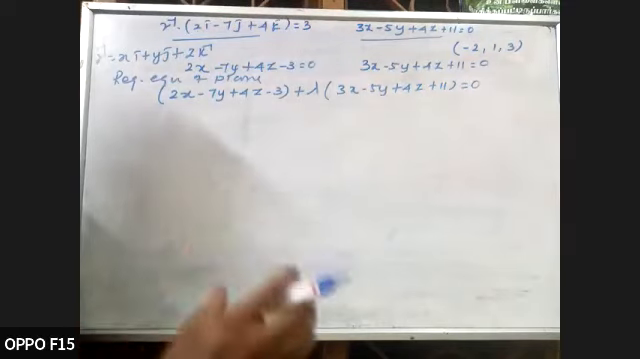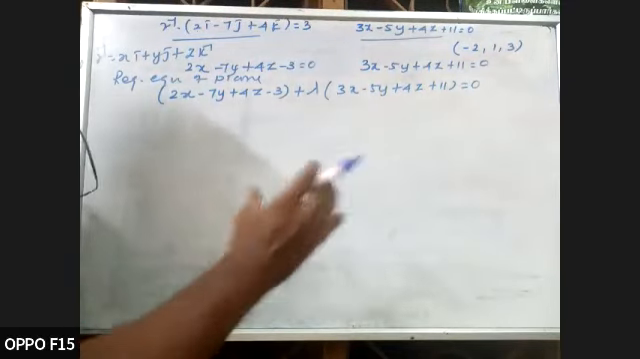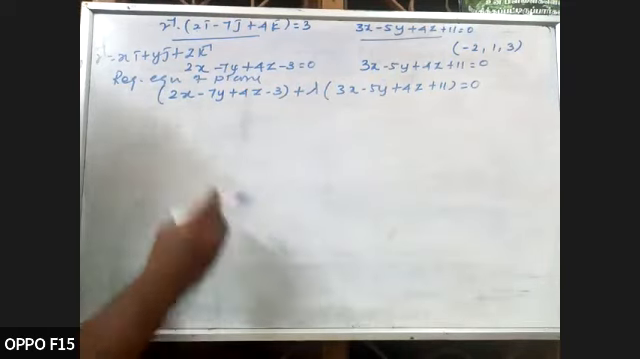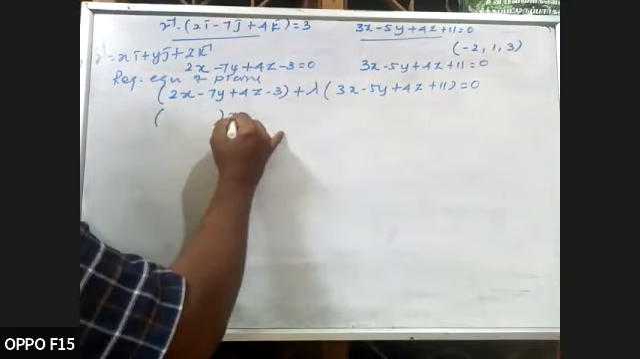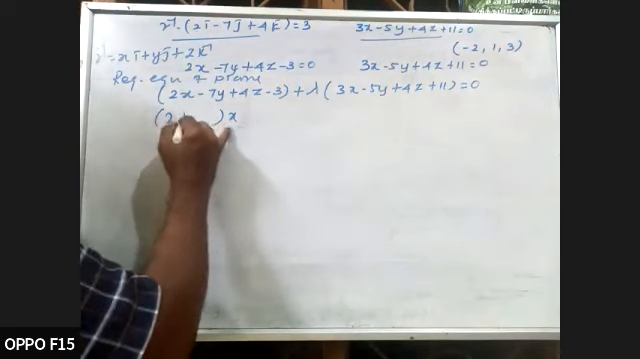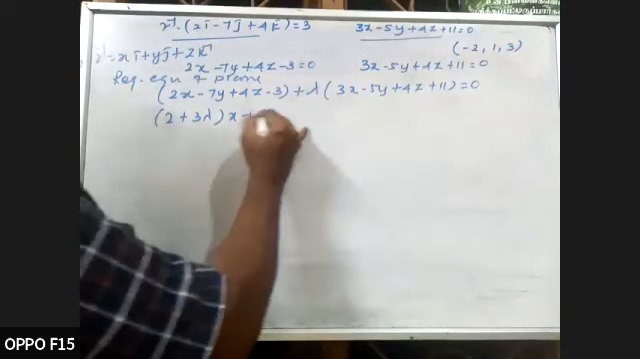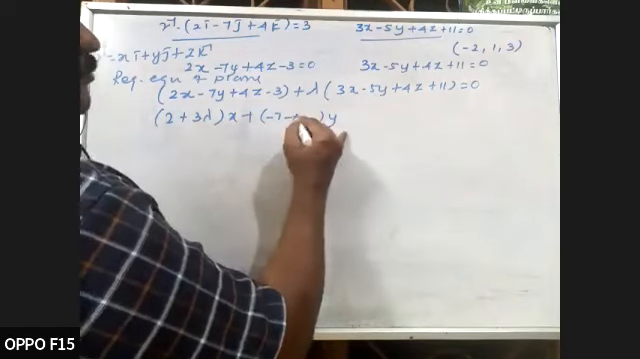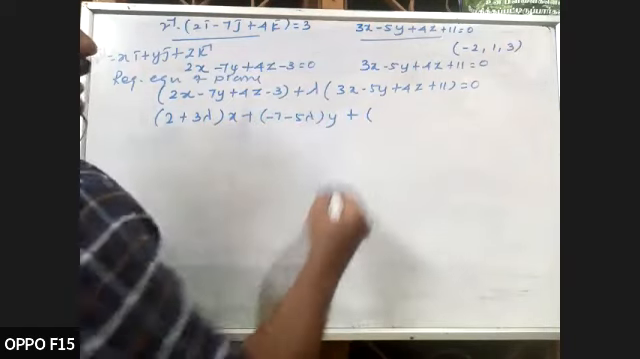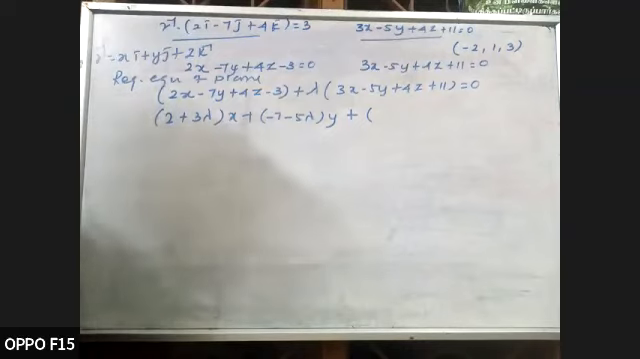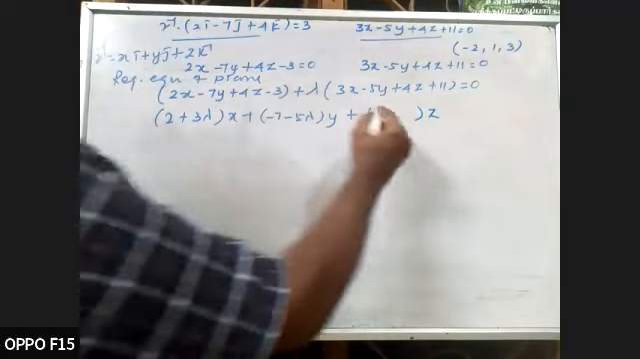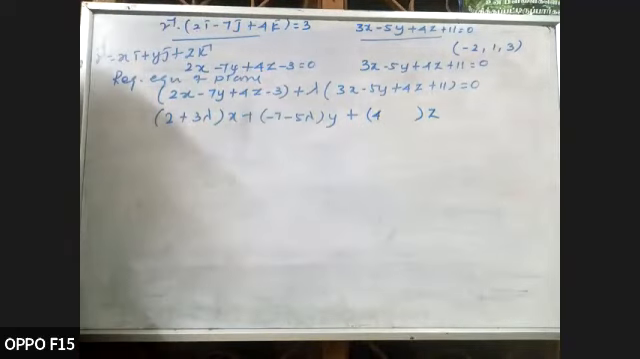I have to write this in terms of x, y and z. Look, lambda is here, so it will be in the x and y terms. So we can take the x term as 2 plus 3 lambda. Next, y: minus 7, and here minus 5 lambda. Next, you can take z common. Here we have 4. Does everyone understand? Can you follow this?